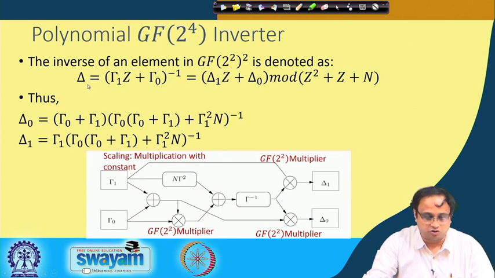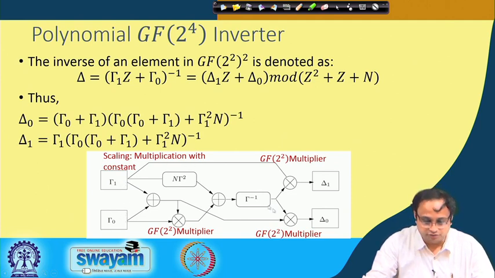The component delta is the inverse of (gamma1 z + gamma0)^-1, and the result is delta1 z + delta0. Remember that when you are doing this, you are doing a modulo with z^2 + z + n. The results here are exactly like what we calculated previously, and therefore the circuit is also exactly similar, except that now these elements are in GF(2^2).